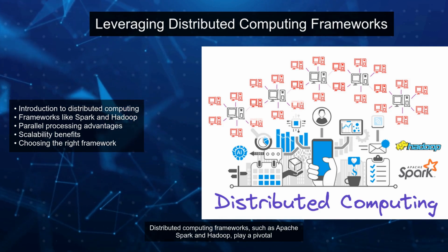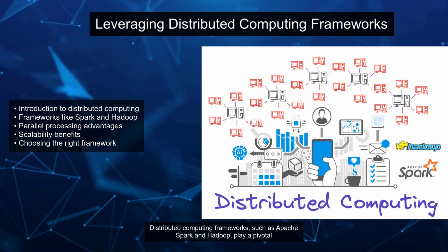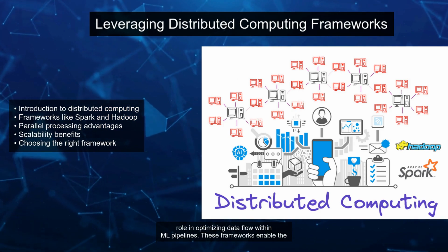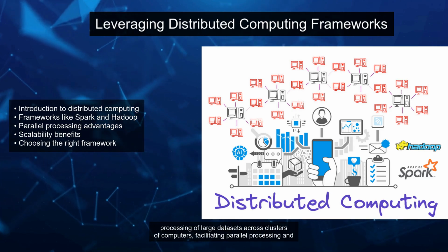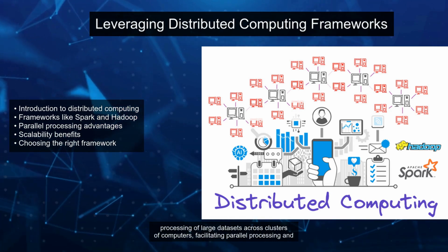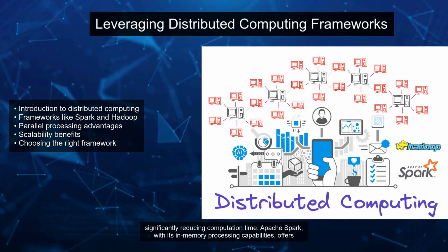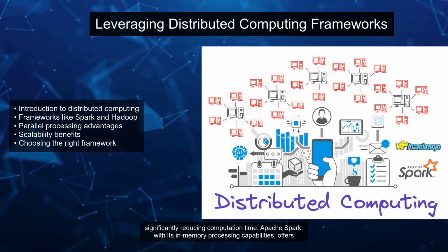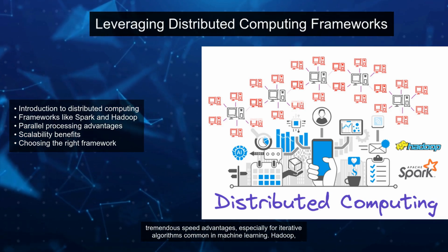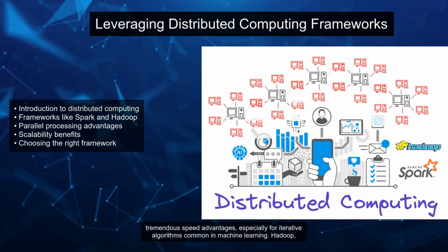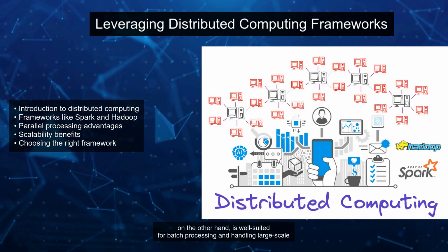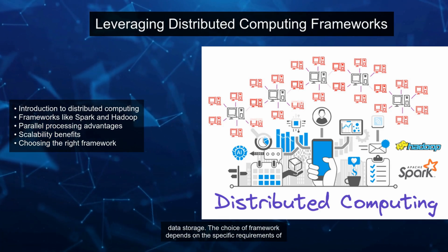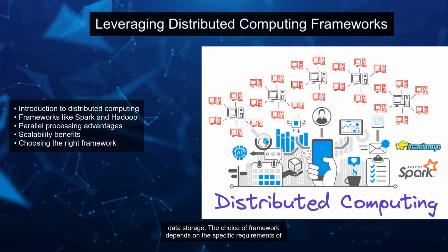Distributed computing frameworks, such as Apache Spark and Hadoop, play a pivotal role in optimizing data flow within ML pipelines. These frameworks enable the processing of large datasets across clusters of computers, facilitating parallel processing and significantly reducing computation time. Apache Spark, with its in-memory processing capabilities, offers tremendous speed advantages, especially for iterative algorithms common in machine learning. Hadoop, on the other hand, is well suited for batch processing and handling large-scale data storage.